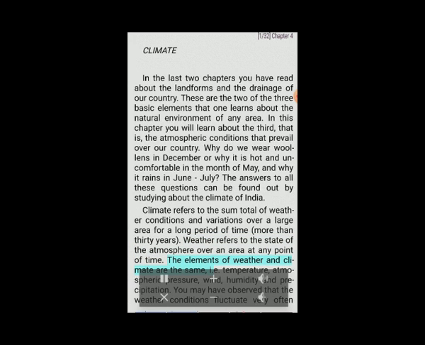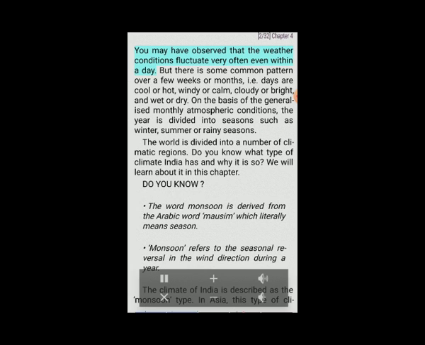The elements of weather and climate are the same, i.e., temperature, atmospheric pressure, wind, humidity and precipitation. You may have observed that the weather conditions fluctuate very often even within a day. But there is some common pattern over a few weeks or months, i.e., days are cool or hot, windy or calm, cloudy or bright, and wet or dry. On the basis of the generalized monthly atmospheric conditions, the year is divided into seasons such as winter, summer or rainy seasons. The world is divided into a number of climatic regions. Do you know what type of climate India has and why it is so? We will learn about it in this chapter.